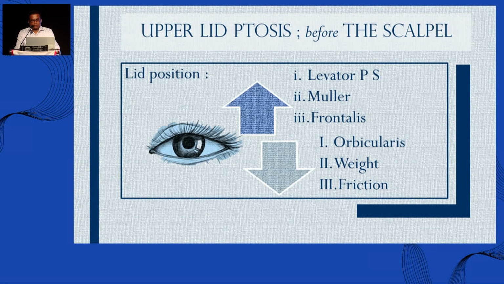So with this, we need to work out the cause for ptosis. That's the most important thing before surgery. To understand the factors affecting the lid position, there are 3 factors which keep the lid up: the levator, Muller, and the frontalis. And there are another 3 factors which lower the lid, that is orbicularis, weight, and the friction. If you think in this way, you can really work out the cause.